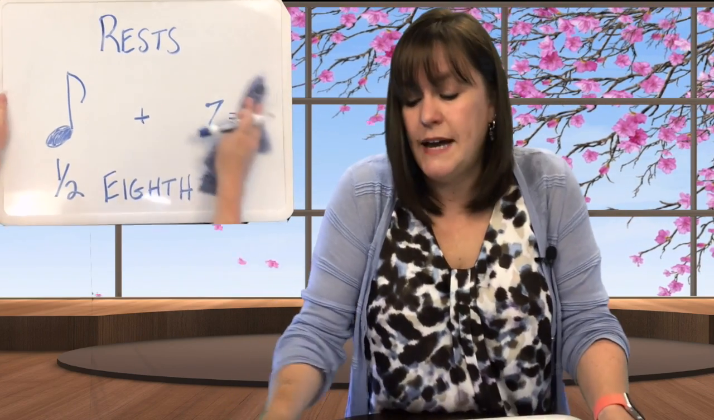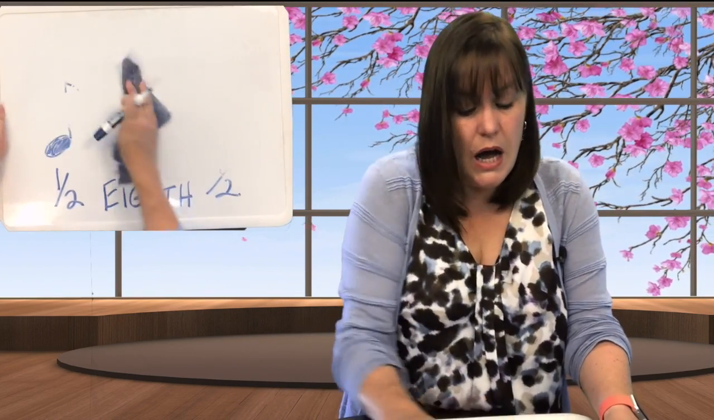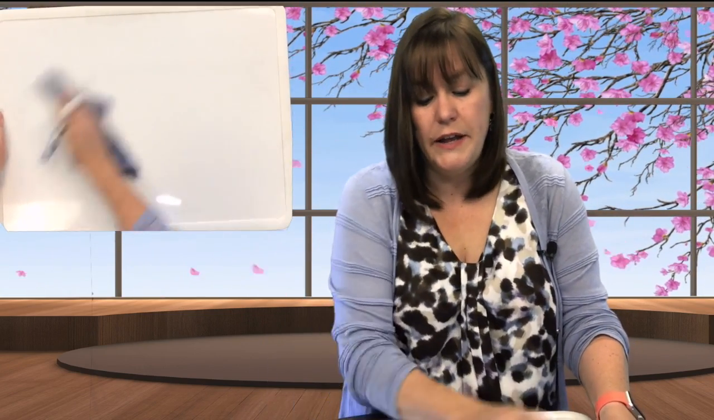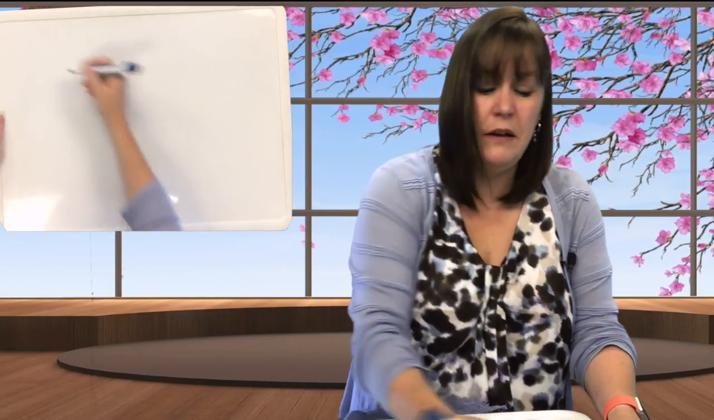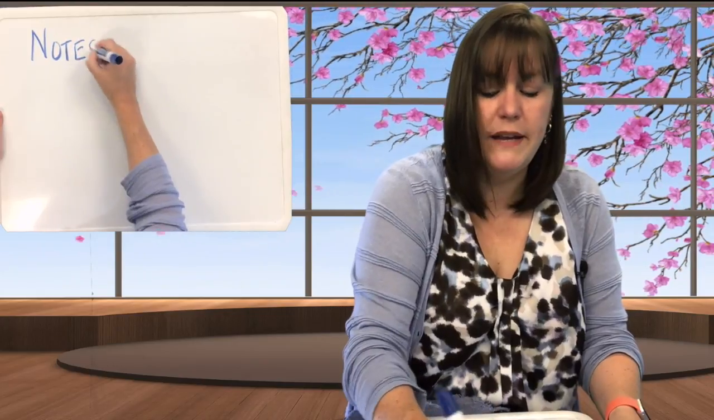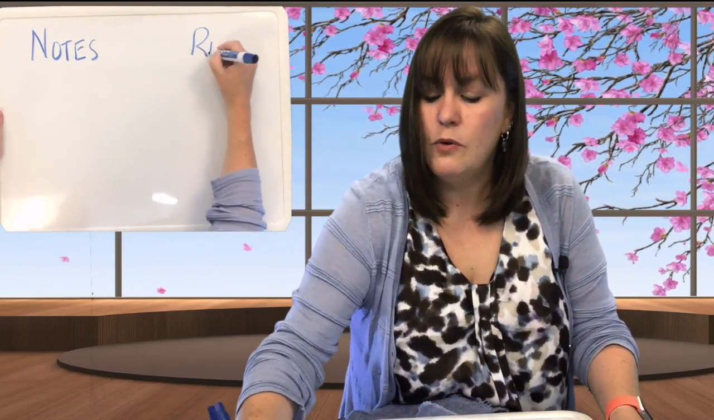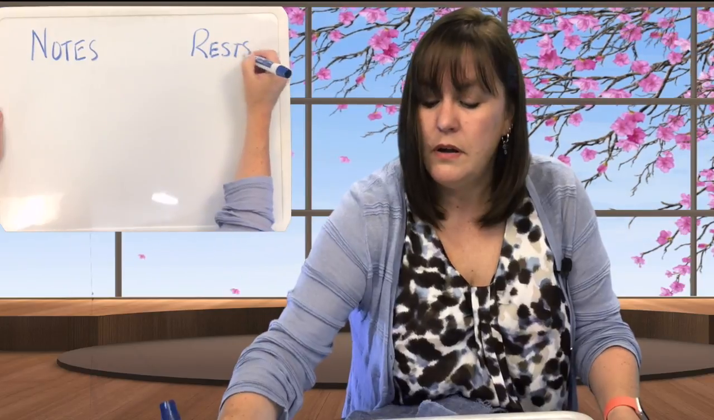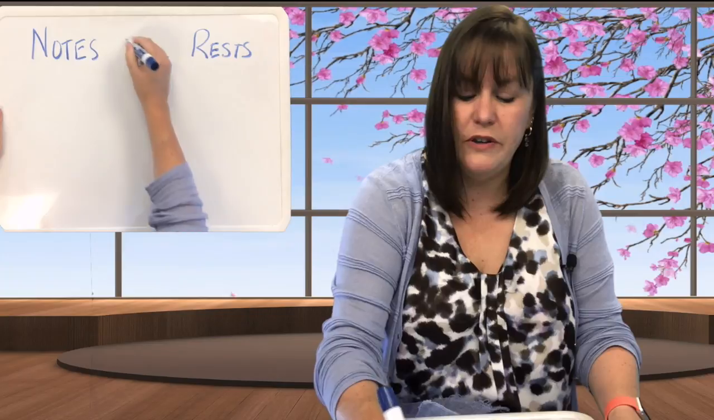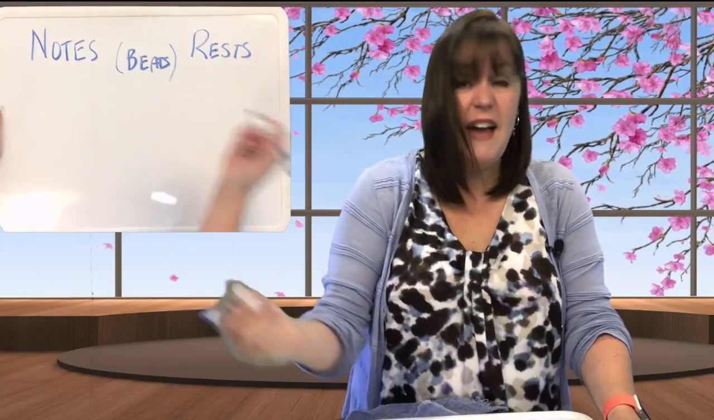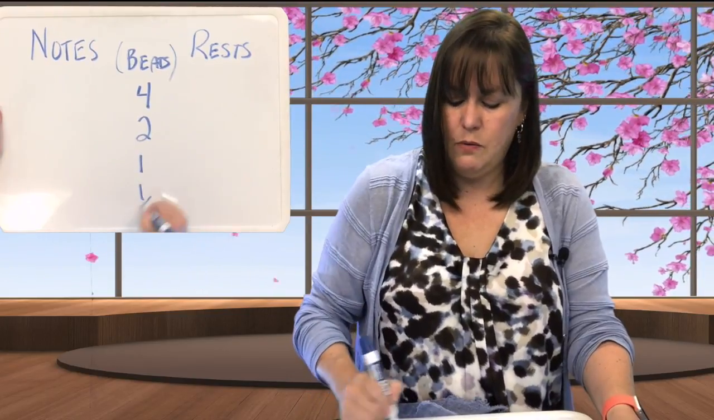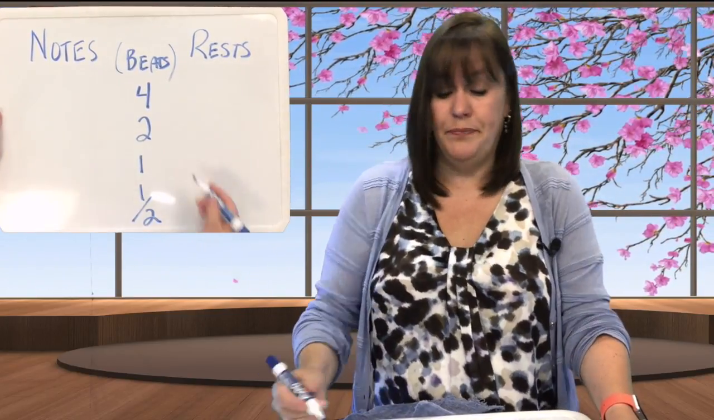So let's take a little bit of time now and draw a chart that shows all the notes that we've learned so far and all the rests that are their siblings. Let's make a little chart. Notes. If you have a piece of paper, you could write this down. It's good practice. Or you can just watch along. Notes, rests, and I'm going to put beats in the middle because we just learned that they have the same beats. So in fact, let's write the beats down first. 4, 2, 1, 1/2, because we know that's what they're going to be.